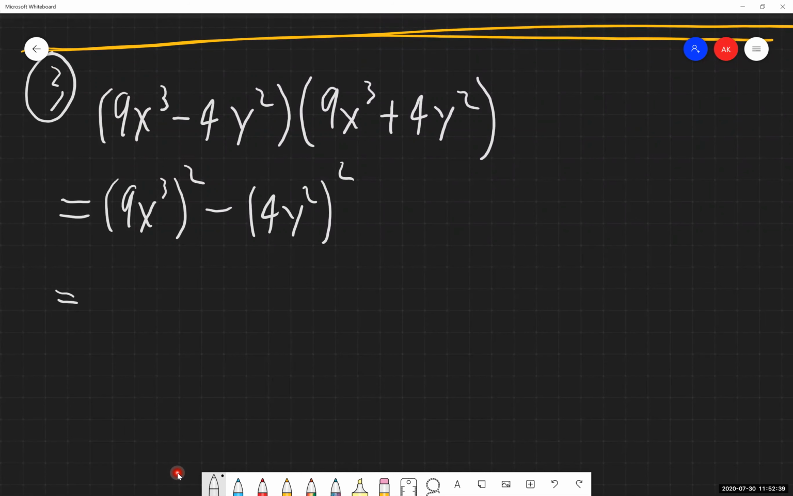So our first part, 9x cubed to the second power. Simplifying that down, 9 squared, 81. X cubed to the second power, x to the sixth. Minus 4 squared, so give me 16. And then y squared to the second power, and give me y to the fourth. So we have our final answer there.